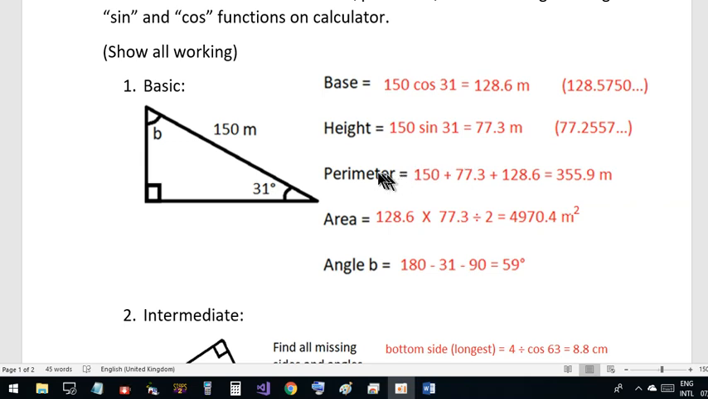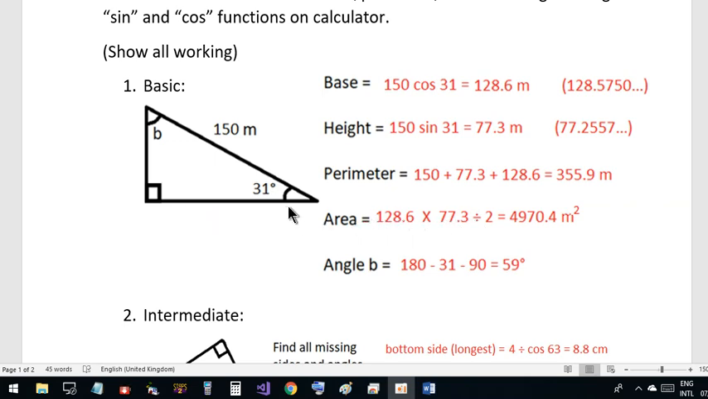Okay, now we can work out the perimeter. The perimeter is all the way around the outside. So if you remember, this base was 128.6, and this height was 77.3, and we've also got 150 over here. If you add all of those three sides together, we get 355.9 meters.